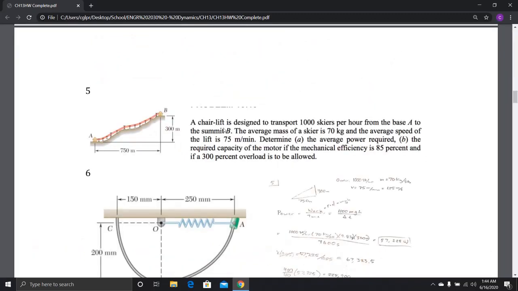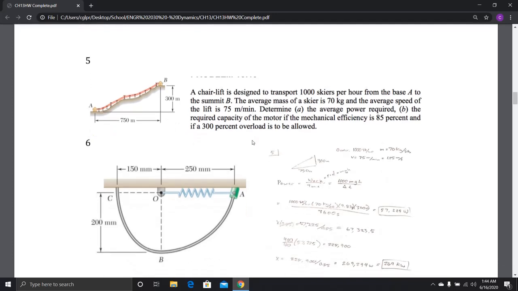Question 5 involves a chairlift that is designed to transport 1,000 skiers per hour. Given the average mass of the skier, as well as the average speed, I'm asked to find the average power required, and the required capacity of the motor, given its efficiency and its overload.